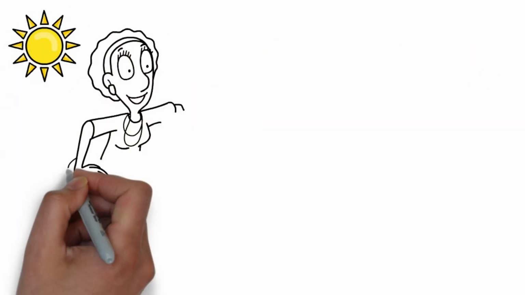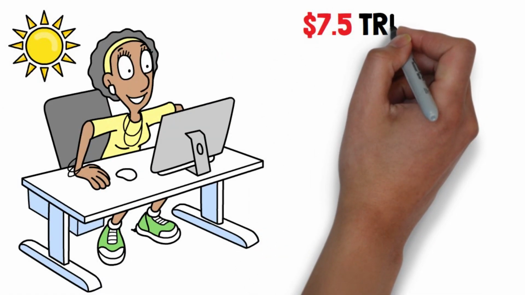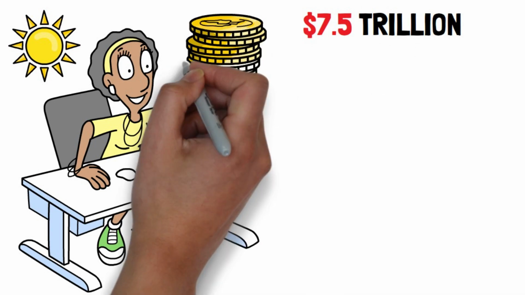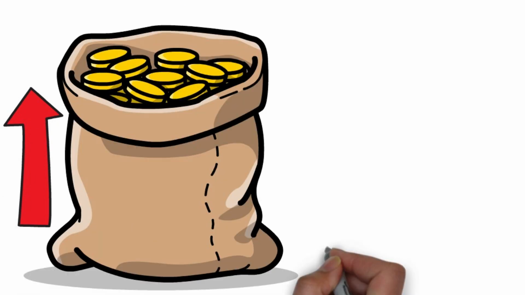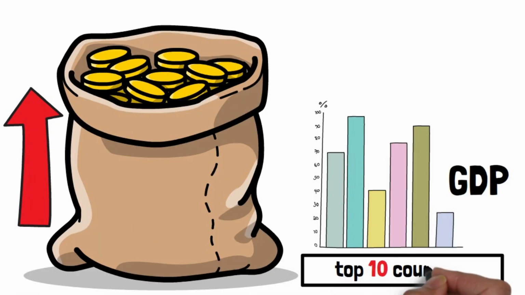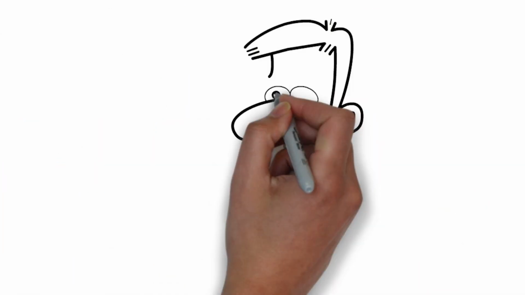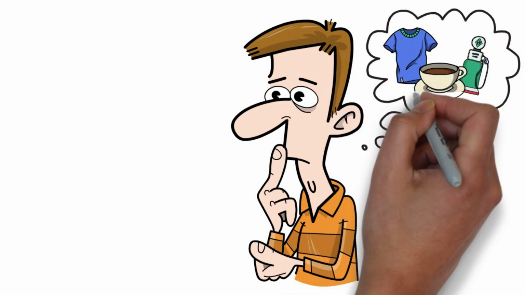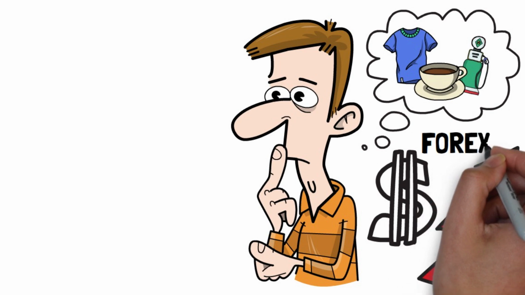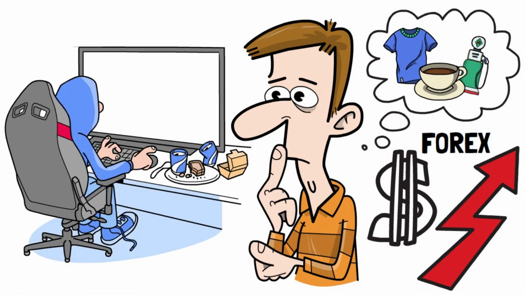Every single day, a mind-boggling $7.5 trillion flows through the foreign exchange market, or Forex. That's more money than the combined GDP of the top 10 countries in the world. Think about it. The price of your clothes, your gas, even that morning coffee, all impacted by Forex, even though it operates behind the scenes.